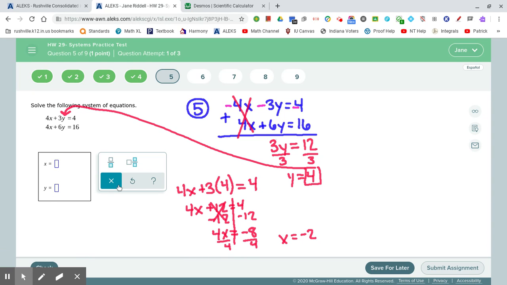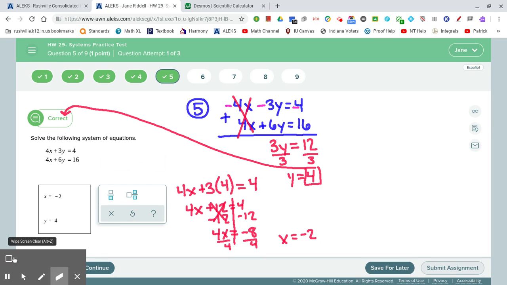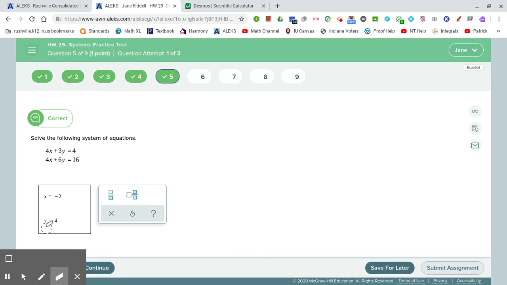Again, for the graphs, they had you type them in as an ordered pair, if you could. But for these, we just separate them. We have x is equal to negative 2. We have y is equal to positive 4. We'll check our work to make sure that we're right. And if we mess something up, we'd go back, we'd find our mistake, and we'd learn from it.